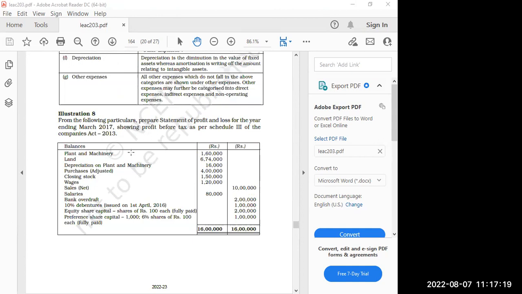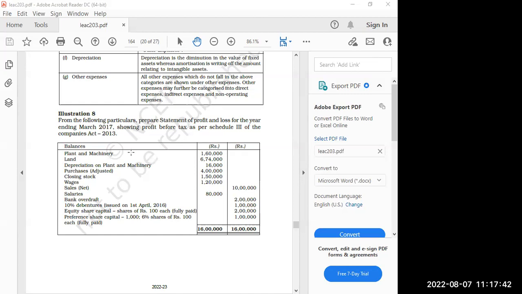Illustration number 8. There are some items given to you. What is this table, what does it mean? Trial balance. Exactly. Very good. Trial balance is given to us. From the following particulars, prepare statement of profit and loss for the year ending March 31st, 2017, showing profit before tax as per Schedule 3 of the Companies Act 2013.